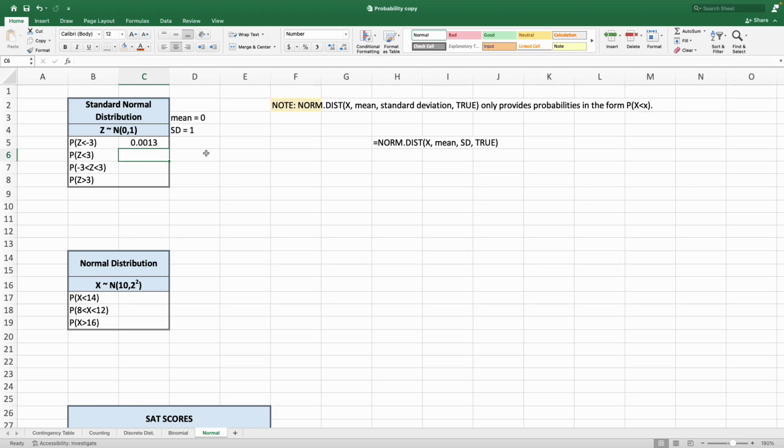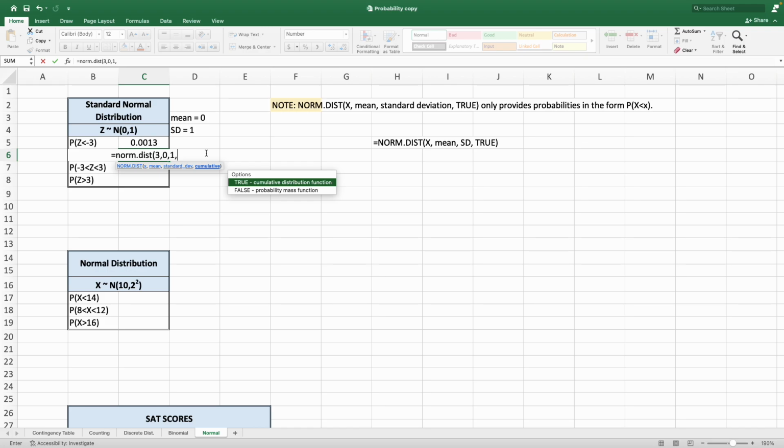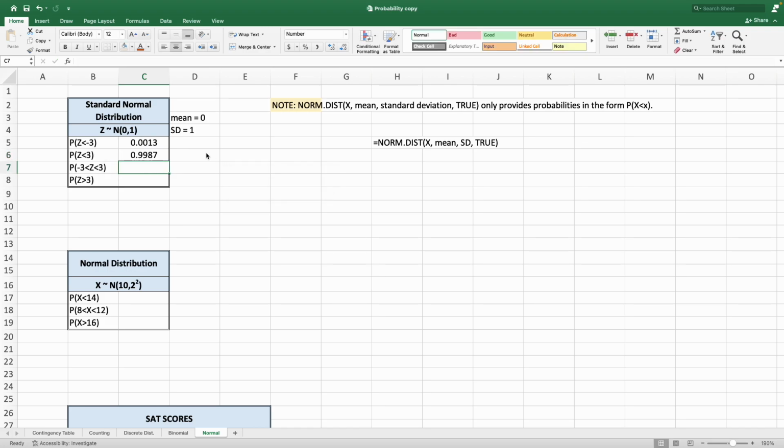So now let's do the same thing, except for positive 3. So let's do equals norm.dist, open parenthesis. So now we want to do positive 3, comma, mean here is 0, comma, standard deviation is 1, comma, true. Close parenthesis, enter. We get 0.9987.